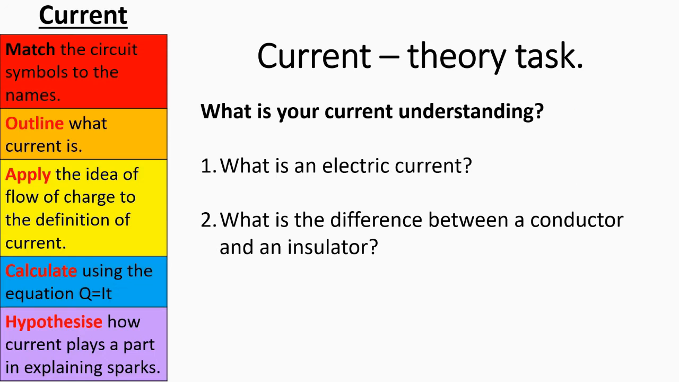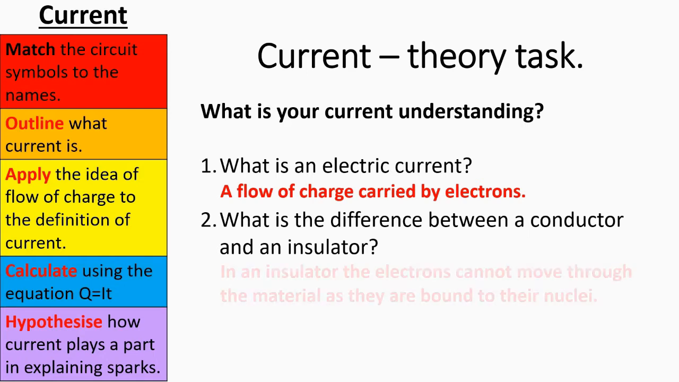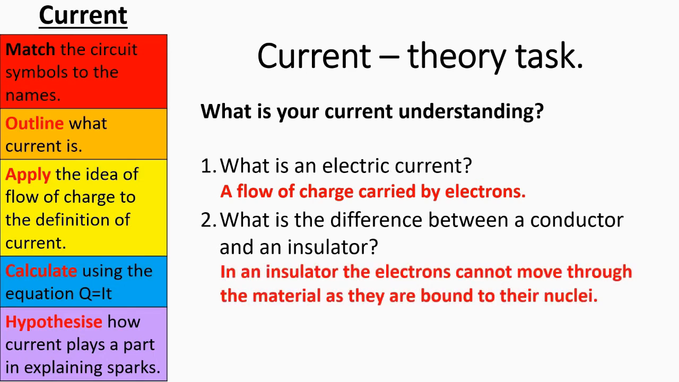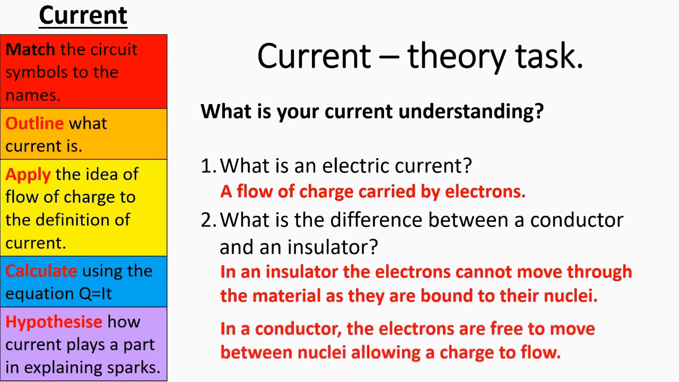So, question 1. What is an electric current? An electric current is a flow of charge, which in a wire is carried by electrons. Question 2. What is the difference between a conductor and an insulator? In an insulator, the electrons cannot move through the material, as they are bound to their nuclei. However, in a conductor, the electrons are free to move between nuclei, allowing a charge to flow.